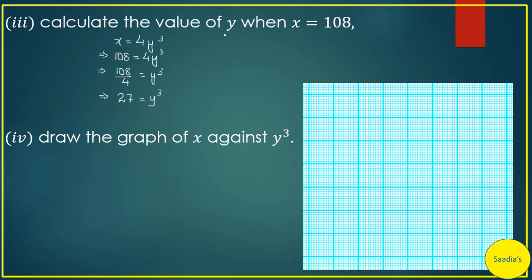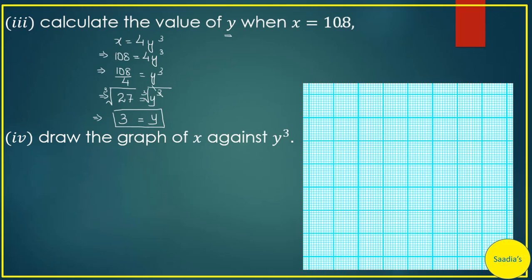We need to find the value of y. Here we have y cube. So to cancel out this cube, what we do is we take the cube root on both sides. Cube and cube root cancel out each other. So this cube and cube root will cancel out. And cube root of 27 is 3. So y is 3 when x is 108.